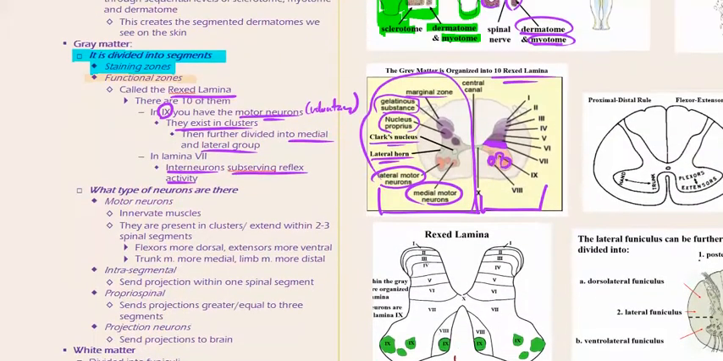Okay. So what we're saying here, we have the gray matter. We're dividing it up into Rexed laminae. Rexed lamina 7 is what?